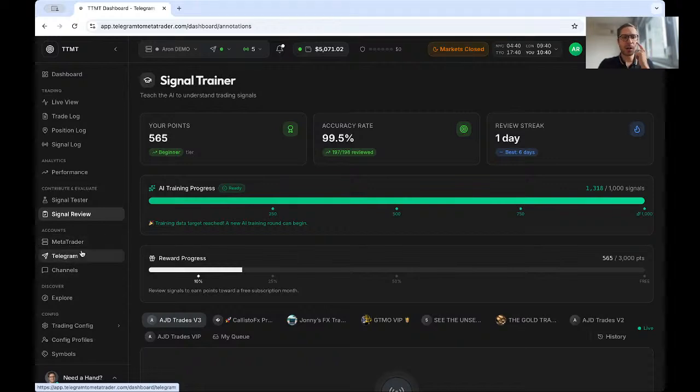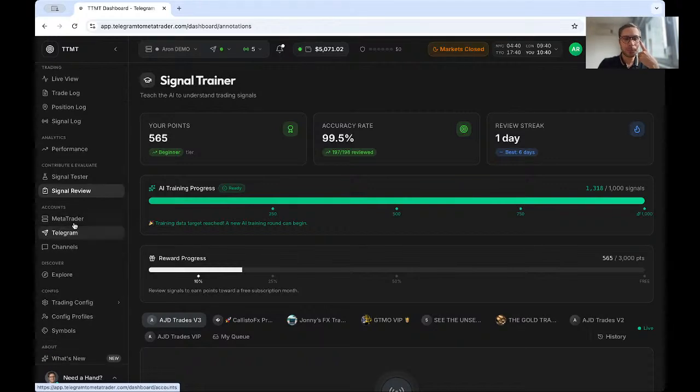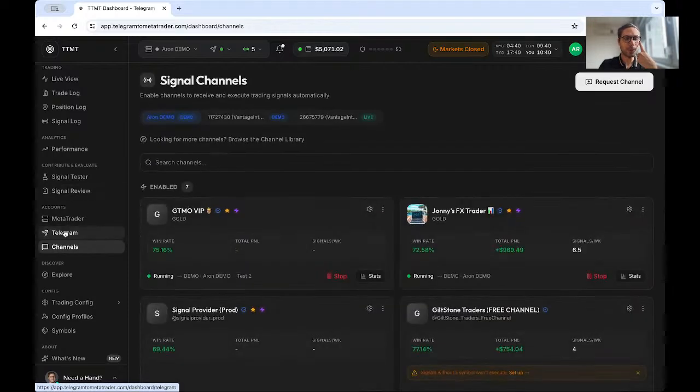MetaTrader and Telegram accounts, these are something that I don't want to spend time on right now. These are pages where you can technically list your MetaTrader accounts and add new accounts. Also, Telegram is something that you connect on the onboarding.